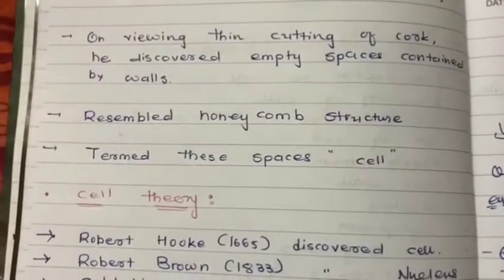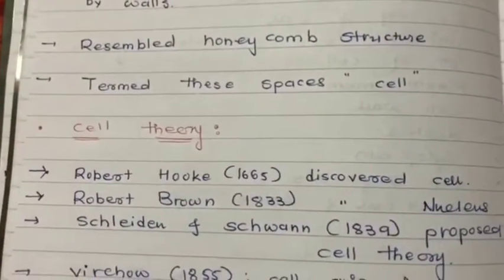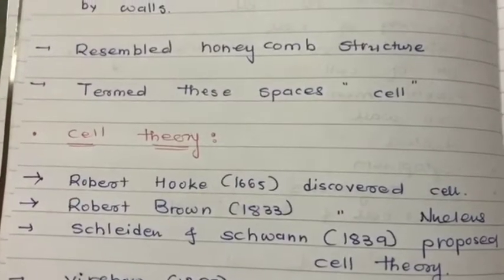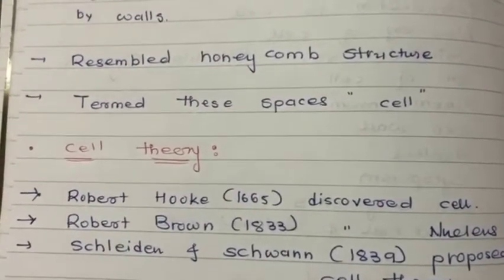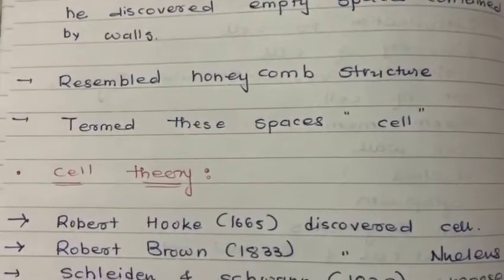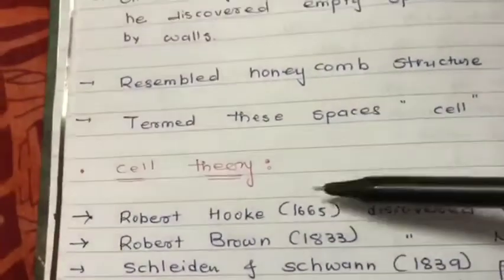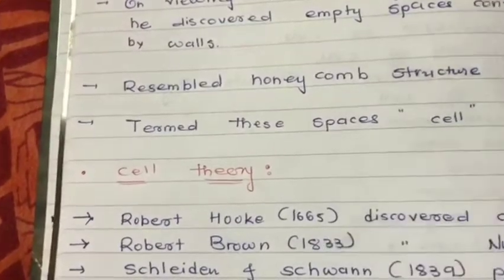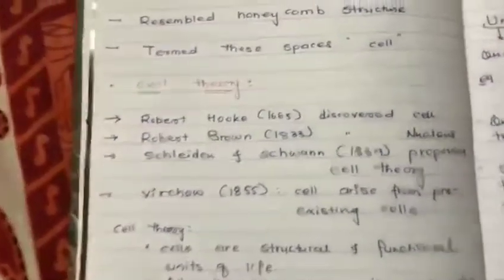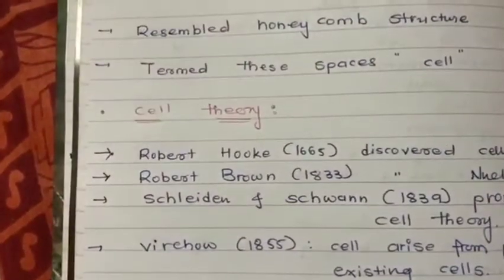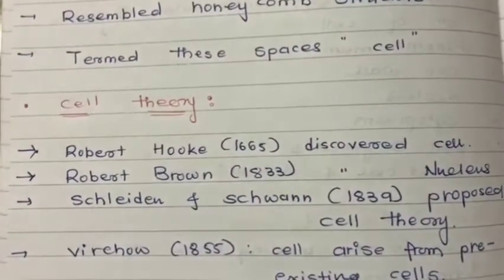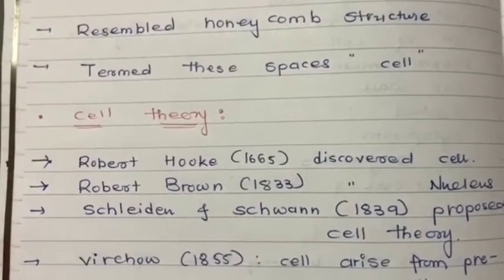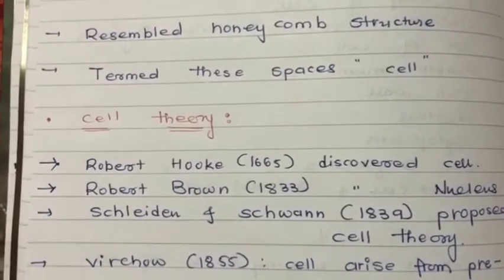Cell theory, evolution of cell theory. Now you see, Robert Hooke in 1665 discovered the cell. Robert Brown in 1833 discovered the nucleus. Why is there a gap between the 1600s and the 1800s? That was too much of a gap, right? It was due to the microscope. There was no compound microscope at that time, right?